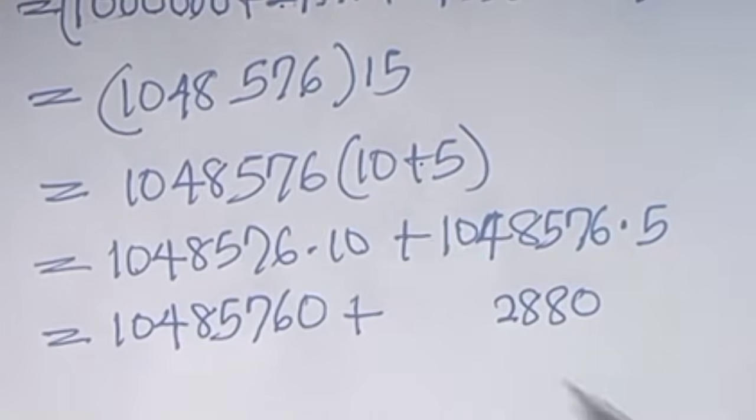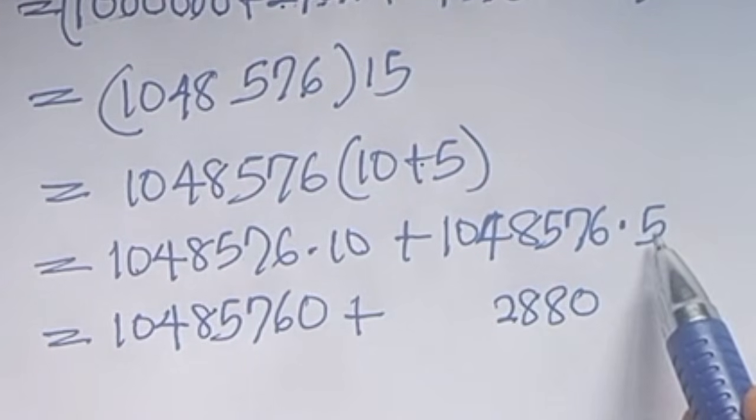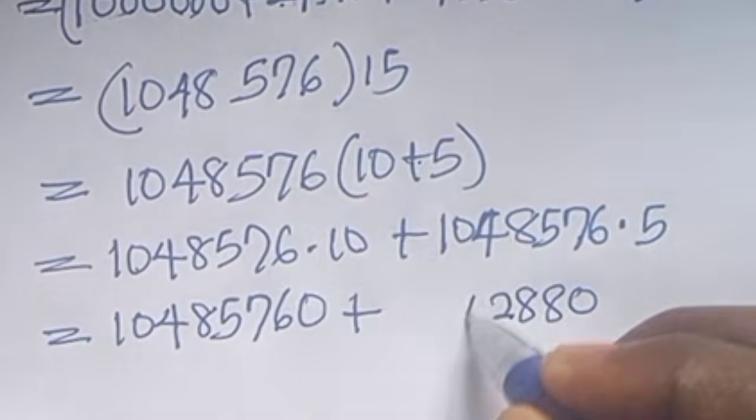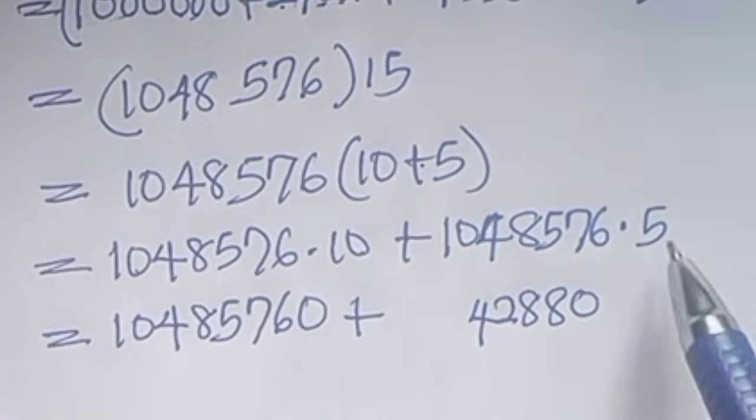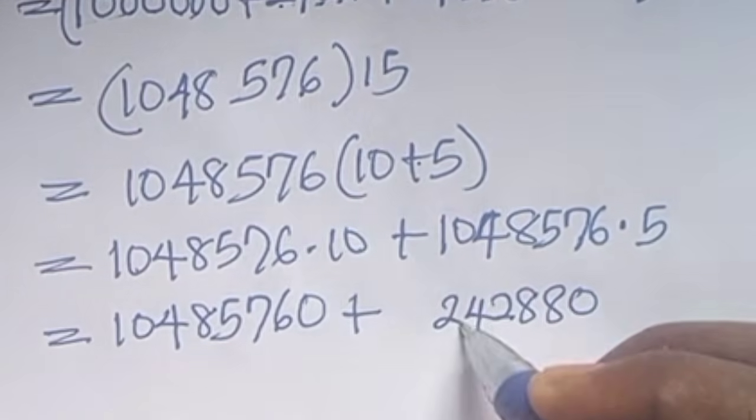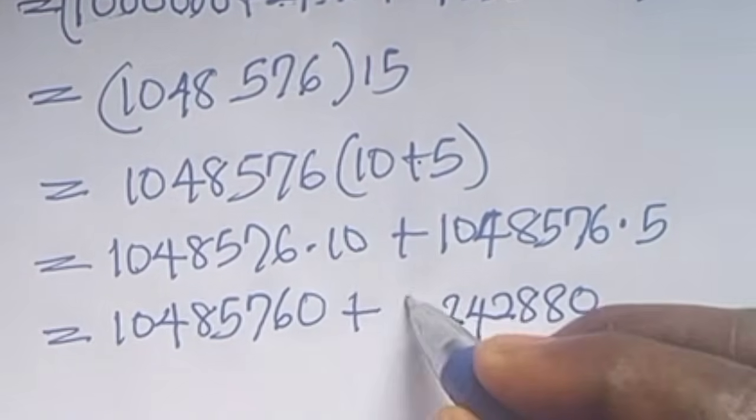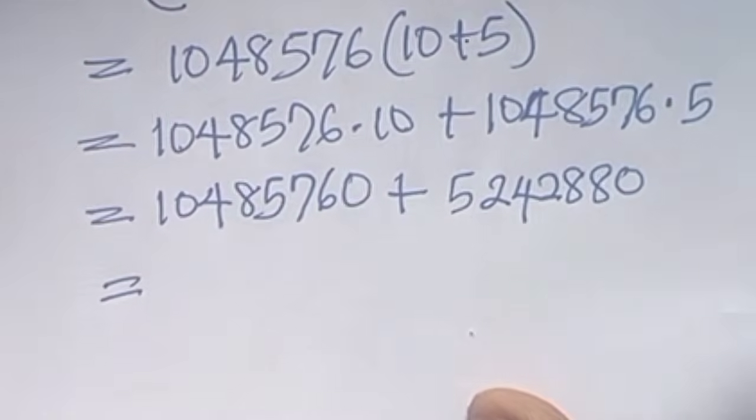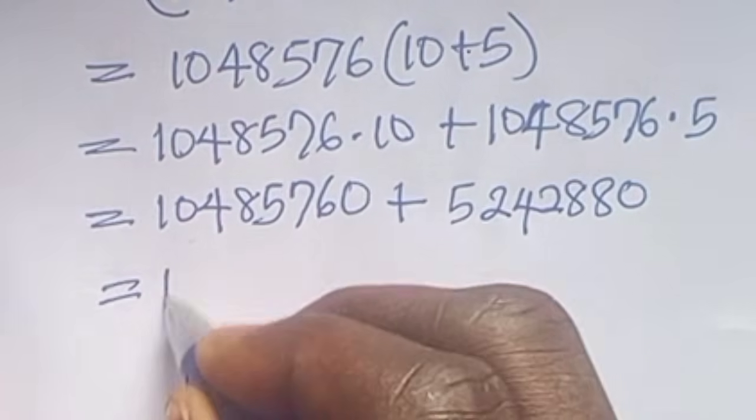I'm going to write 2 and carry 4. And 5 times 4, that is 20. 20 plus 4, that's 24. If we put down 4, we carry 2. And 5 times 0, that is 0. 0 plus 2, that will be 2. And 5 times 1, that is 5.